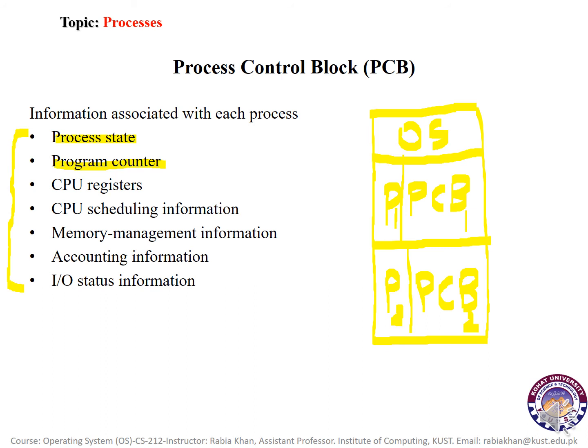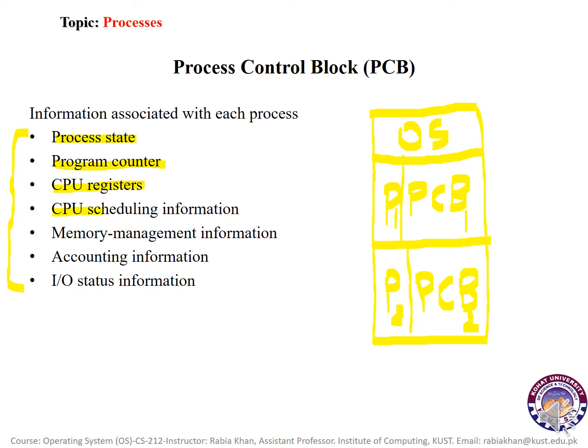So program counter is also stored in the PCB. Then some of the CPU registers. Now CPU registers, we will be discussing them in coming chapters. Mainly these registers are for the protection of a process. So CPU registers are there that hold the addresses. Keep in mind, registers hold the addresses.